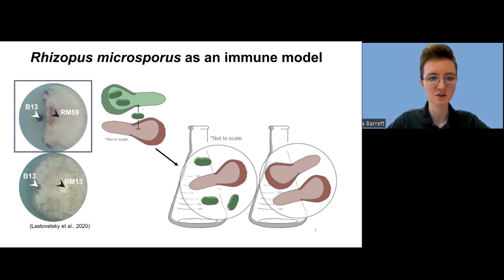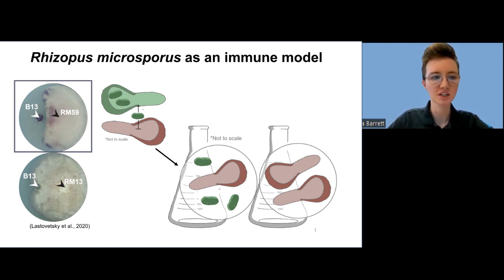My research uses two strains of the early divergent fungus, Rhizopus microsporus, as a model to investigate the mechanisms of innate immunity. The two strains are shown here. The host strain, RM13, houses endosymbiotic Mycetohabitans spp. bacteria, B13. While these bacteria are extracted from the host and interacted with the non-host strain, RM59, the non-host strain shows a reactive oxygen species response associated with innate immunity, indicated by the purple stain in this figure.